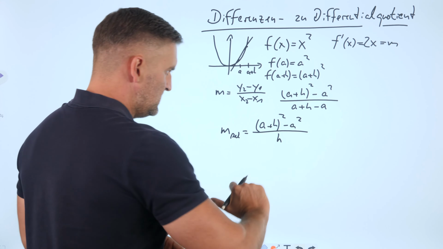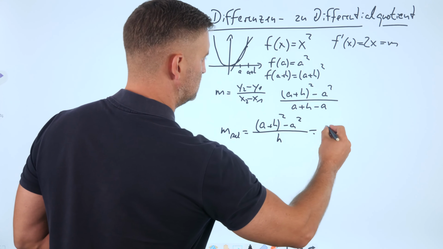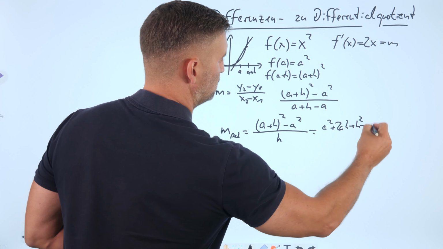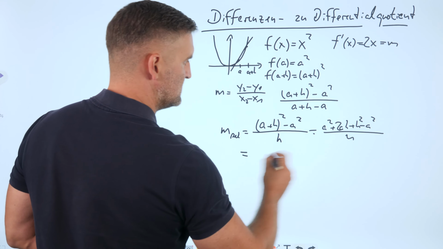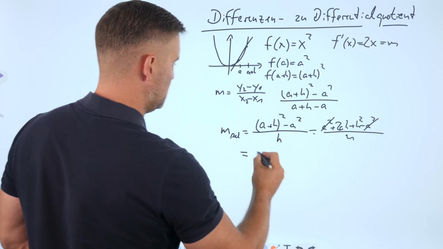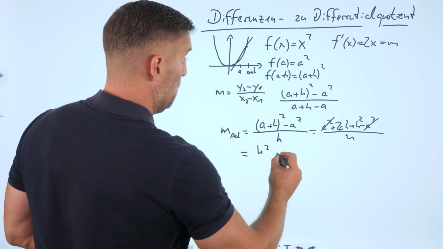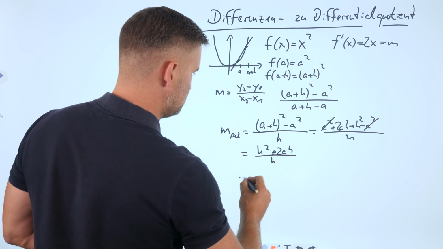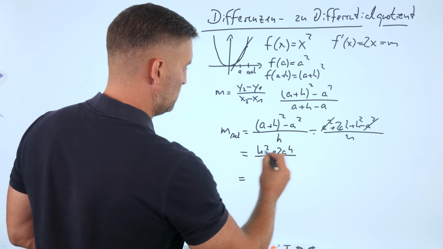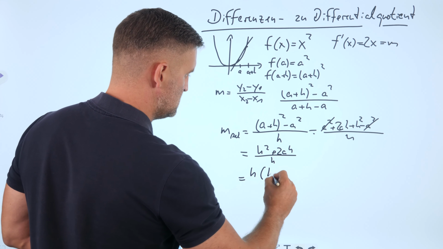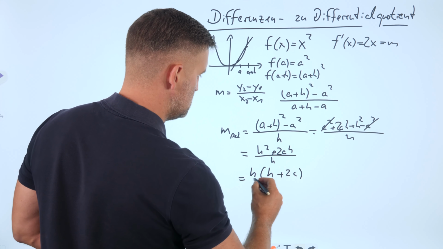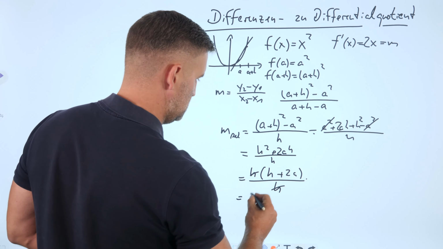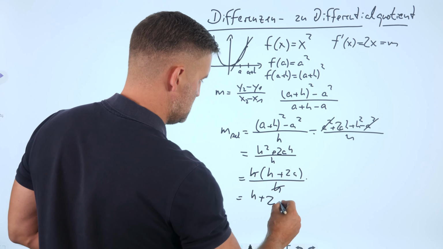Now I'll expand the numerator here. That would be a squared plus 2ah plus h squared minus a squared over h. a squared cancels out. Then we have h squared plus 2ah over h. That would be the same as, if we factor out h in the numerator, h times h plus 2a over h. Now we can cancel h here, and what's left, I'll write here, is h plus 2a.